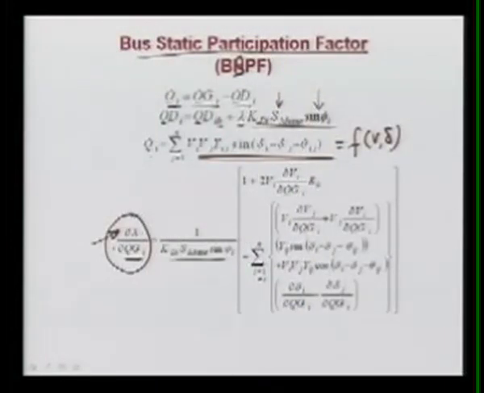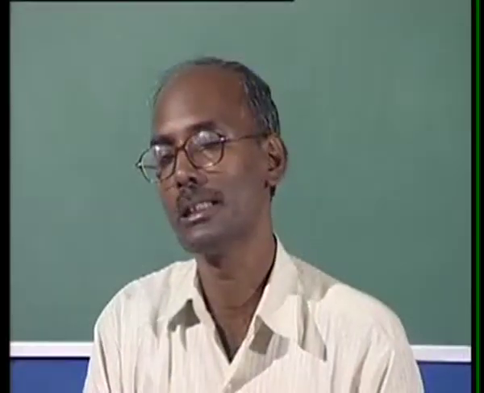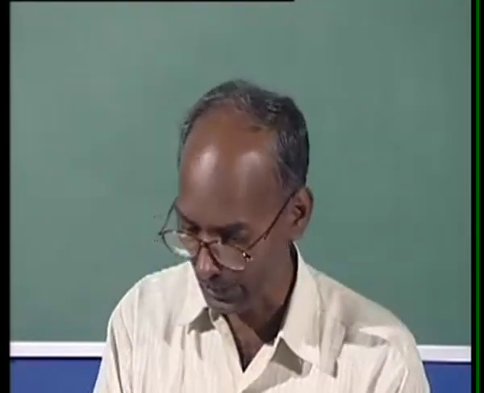We have to calculate this loading factor for all the buses, and if it is the highest one, then that location gives the bus static participation factor. It means if this value is the highest, we locate that ith bus where it is highest, and that is the suitable location for the shunt device. That is the static var compensator we have used, but you can also use a STATCOM as well.